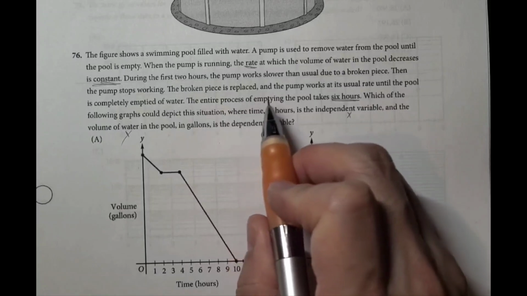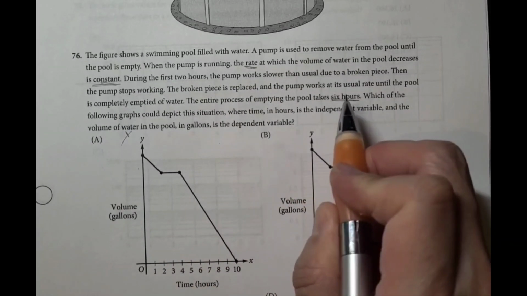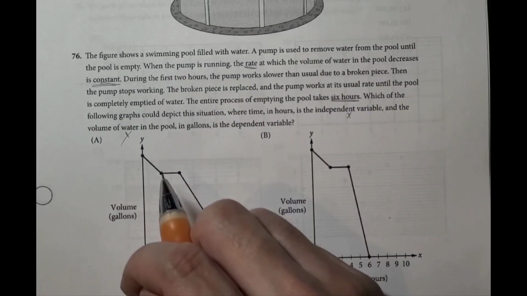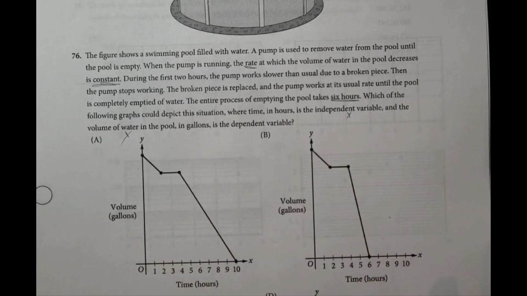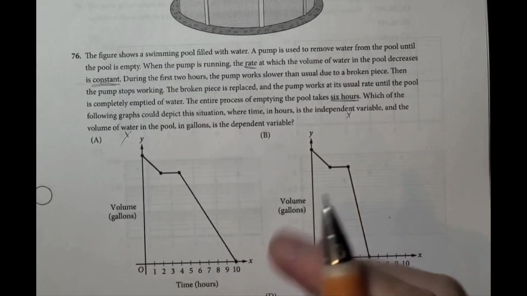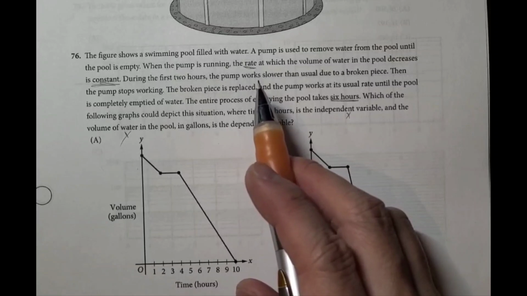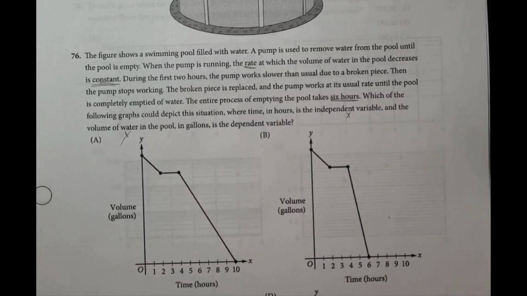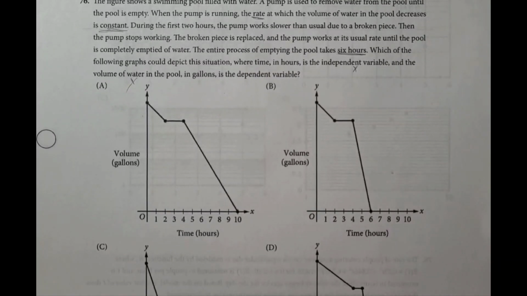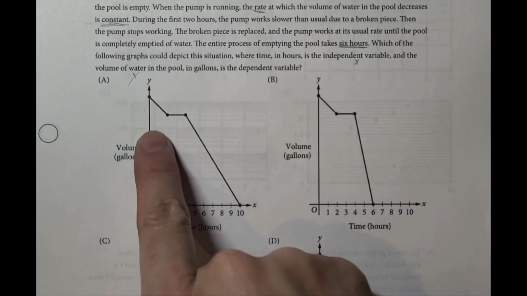And then the pump works at its usual rate. So when the pump works at its usual rate, the rate should be faster than in the beginning, with that broken piece. So the slope of the line should be different, because the rate of change is the slope of the line. Hopefully that sounds familiar. The rate is change in y over change in x. That is slope. So that's another way to think about it. So the slope of the later portion should be steeper than the slope of the beginning portion.